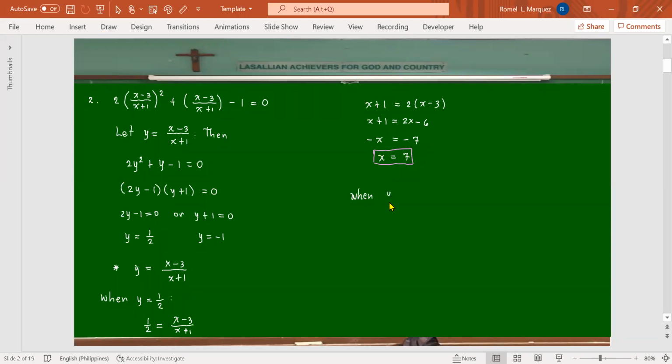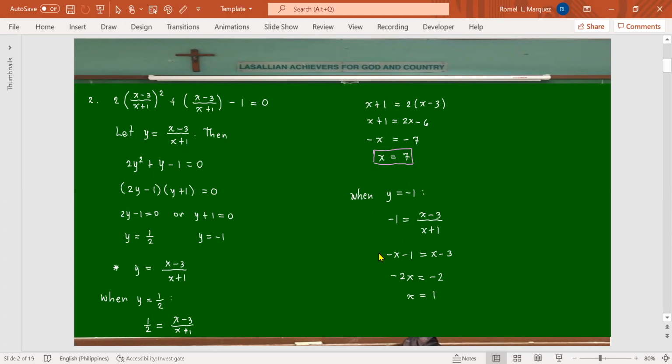What about when y is -1? So when y is -1, we have -1 is equal to x minus 3 all over x plus 1. So getting negative x minus 1, and that is equal to x minus 3. Am I clear with this? I multiply -1 to the denominator of the right side. So that we have -2x equals -2. So what is x? +1. Since it's not -1, we're going to accept this answer also.